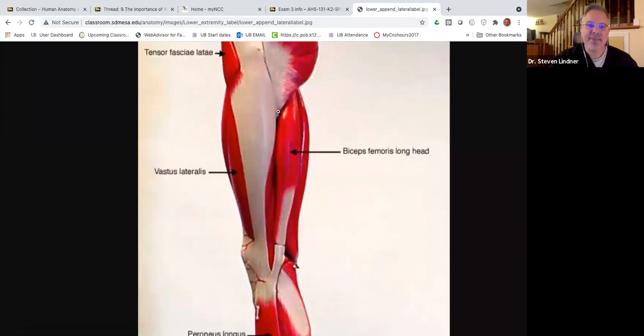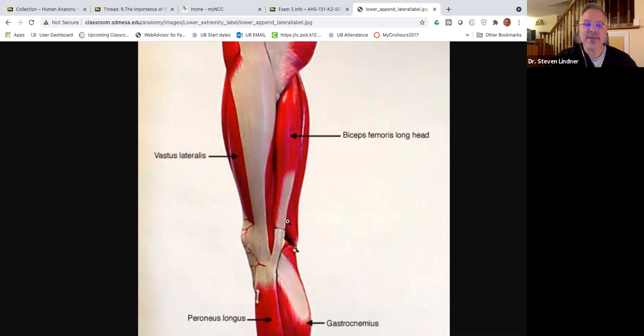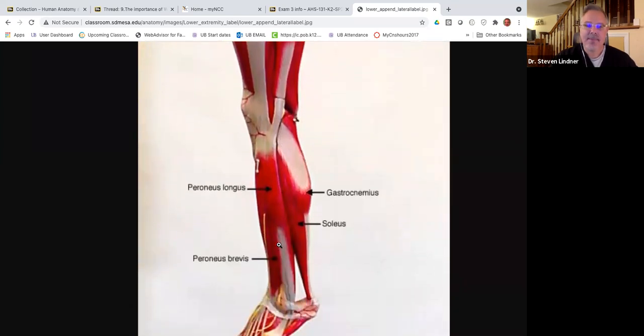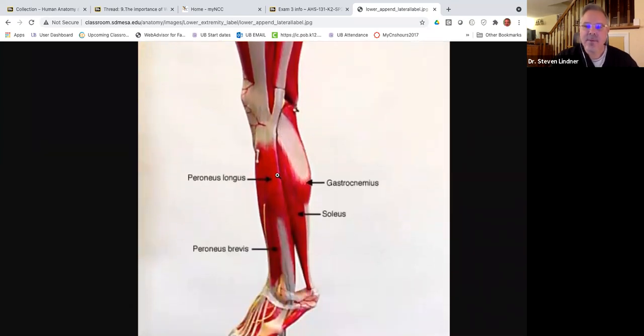Because we're looking at the thigh from the lateral view, we can see the quadricep muscle that is lateral. That's the vastus lateralis. And we can see the hamstring muscle that is lateral. That's the long head of the biceps femoris. On the leg, we can see the gastrocnemius, lateral head. We can see the soleus, just the lateral part of the muscle here.